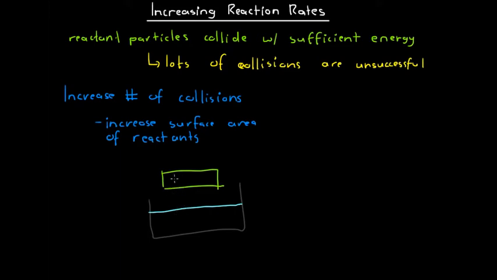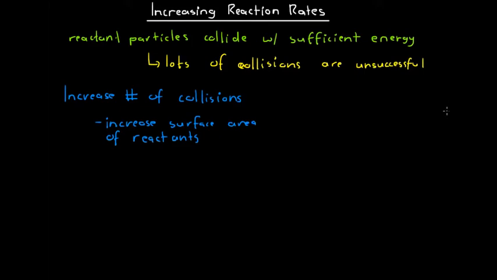However, if we chop this up into a very fine powder, then there's lots more surface area, and so there are a lot more collisions between our metal particles and our liquid particles, and so the reaction will occur at a much faster rate. So increasing the surface area increases the number of collisions between our reactants.